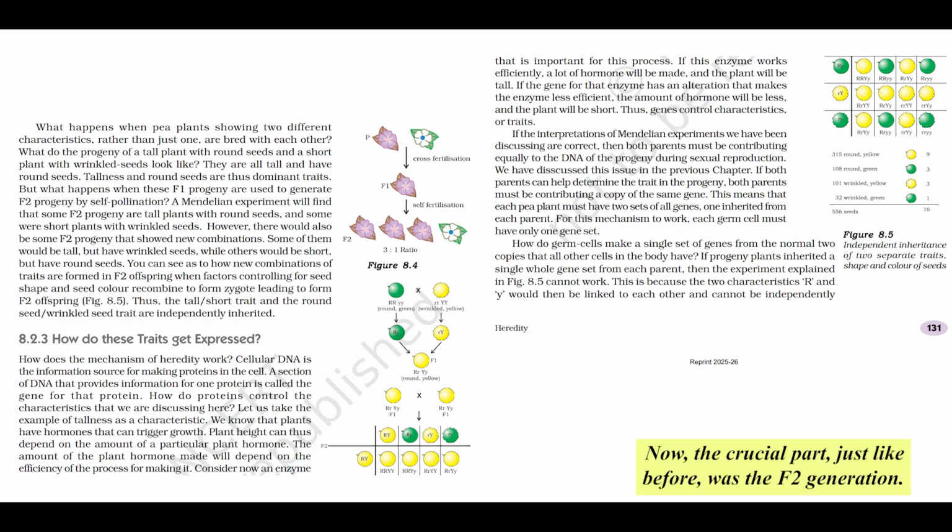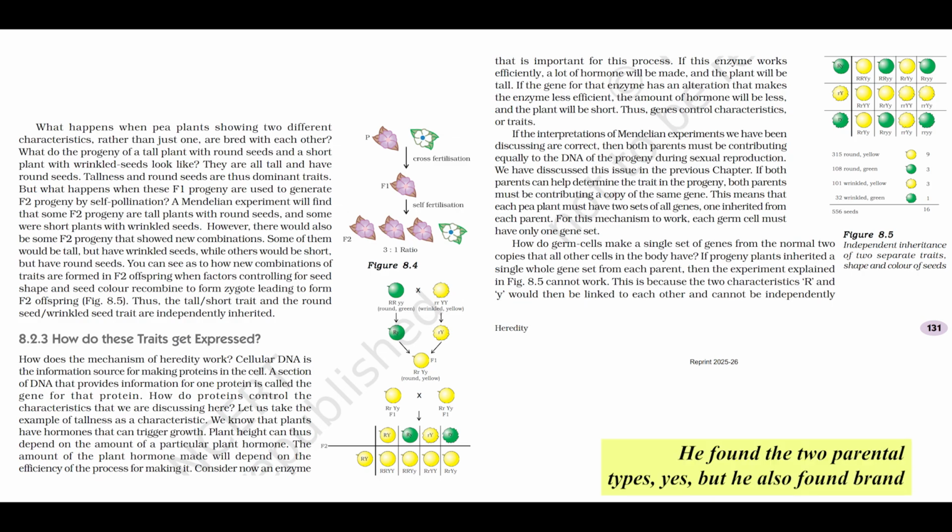Now, the crucial part, just like before, was the F2 generation. Mendel let these F1 plants, RrYy, self-pollinate. Think about it. If the traits were somehow linked, if R always stayed with Y and r always stayed with y, then in the F2, you'd only expect to see the original parental combinations, round yellow and wrinkled green, probably in a 3:1 ratio again. That's not what he found, was it?